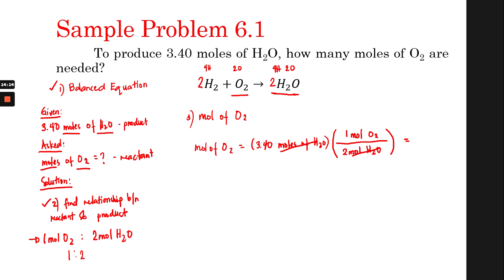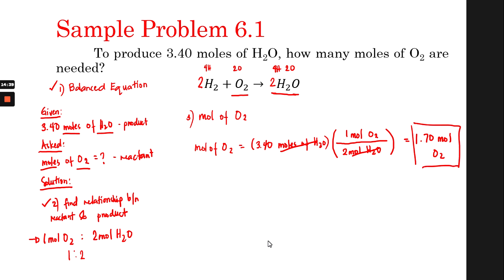So 3.40 multiplied by 1 divided by 2. That is the amount of moles of oxygen you need in order to create 3.40 moles of H2O. So that is actually equal to 1.70 moles of O2.